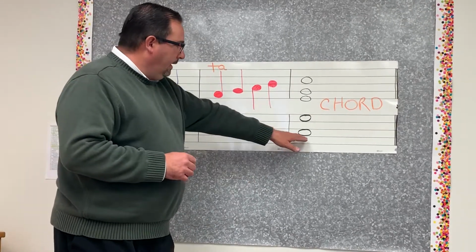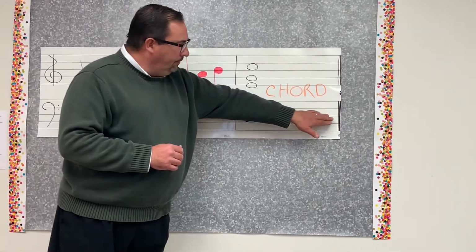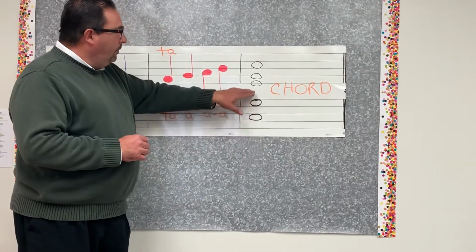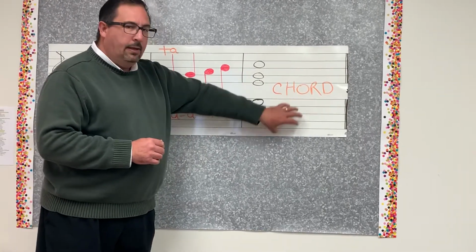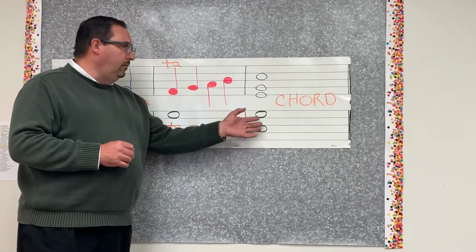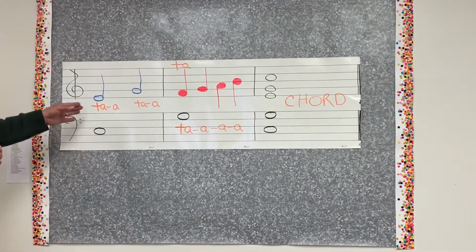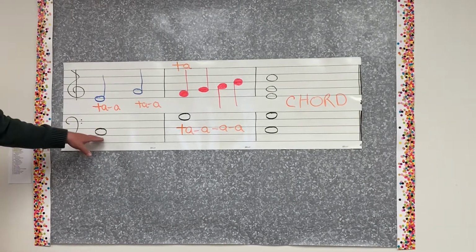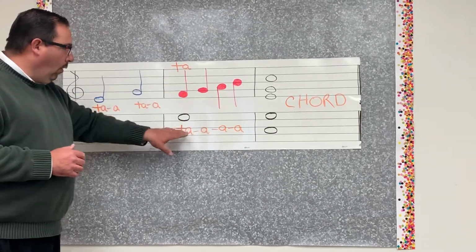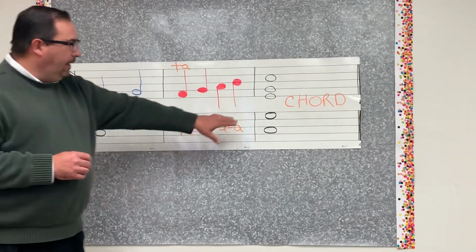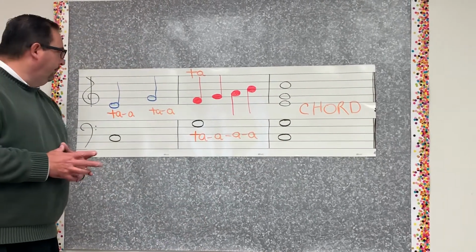We want to talk about, again, the whole notes. The notes that take up the entire measure, all 4 beats, and when we put them together, we make up a chord. And a chord is something that we consider to be a building block of music. So today we have ta over a whole note, a group of 4 tas over a whole note, and then a chord made up of 5 whole notes.